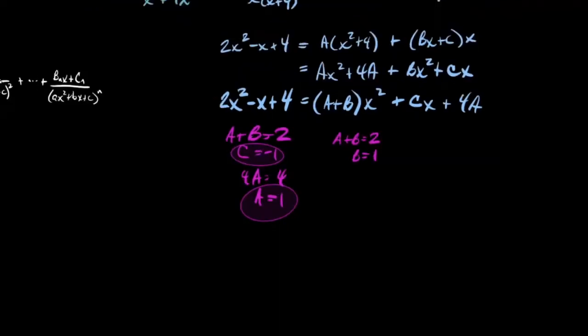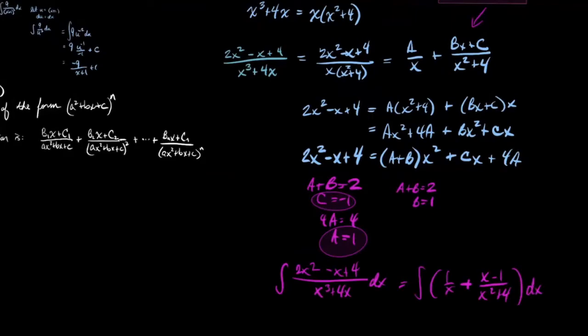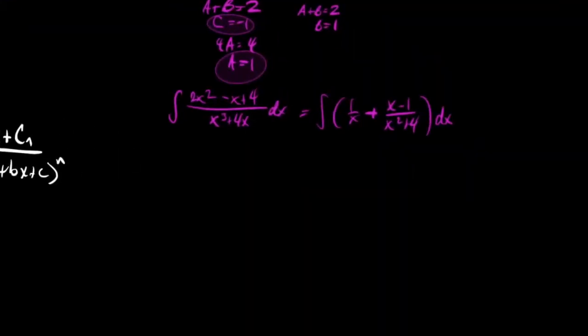So our integral of 2x squared minus x plus 4 divided by x cubed plus 4x dx is really the same thing as the integral of a over x, which is 1 over x, plus x minus 1 over x squared plus 4 dx. Okay, so the first part's not bad. That would just be the natural log of x. But now we need to split that second integral into 2 parts.